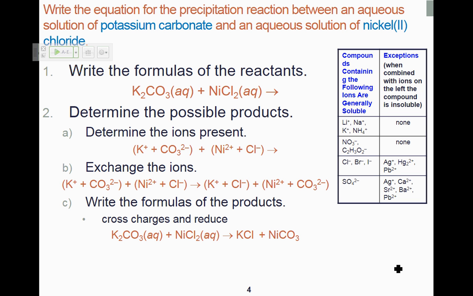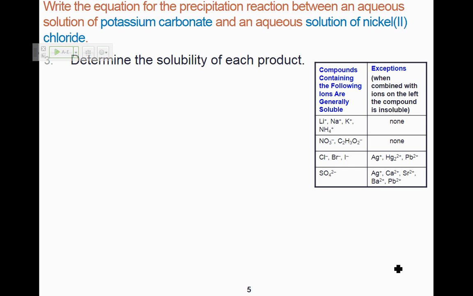Now that doesn't mean that these are our products, because our last step is we're only going to get products if at least one of these precipitates. If neither of them precipitate, then we're not going to get a reaction. So our last step is to see if we will get a precipitate to form. So that's when we're looking at our solubility.